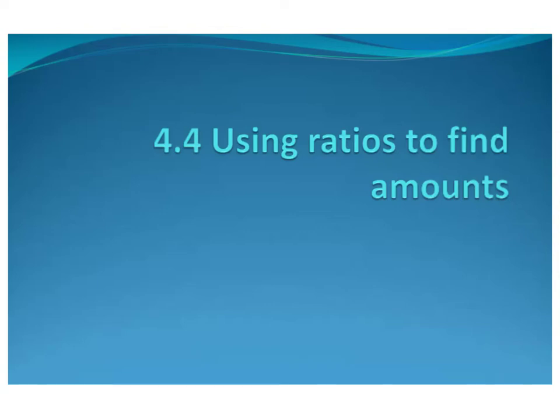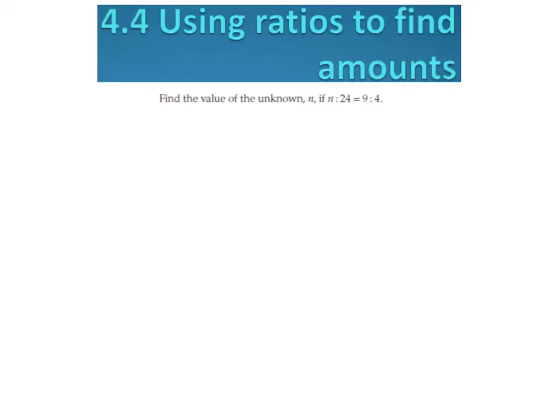So this is going to be the final tutorial that you'll need to prepare for the test, and it's chapter 4.4, using ratios to find unknowns. Okay, so for this last part we're going to look at how do we find an unknown value if, in this instance, we've got n to 24 equals 9 to 4. So like before, easiest way to do it is to write out the ratios above each other. So I have, and always put the letter on the bottom, just because it's a bit easier.